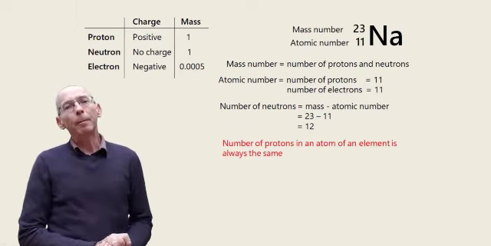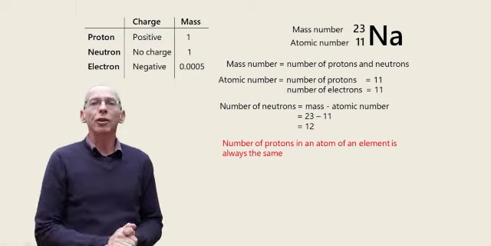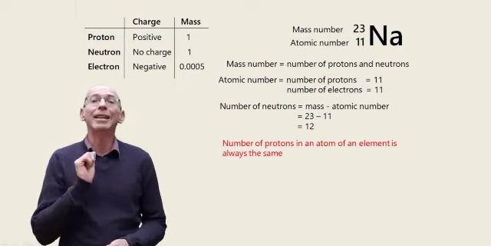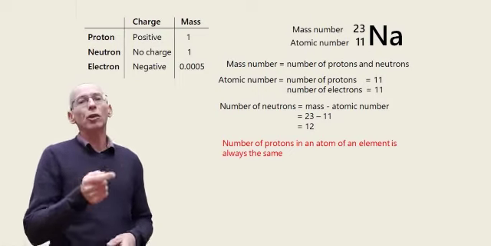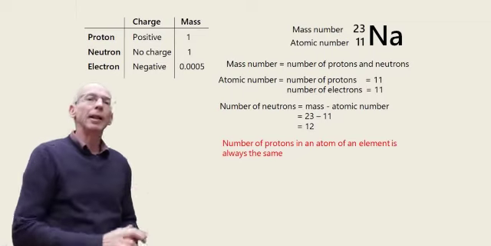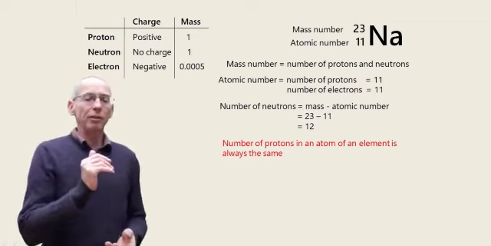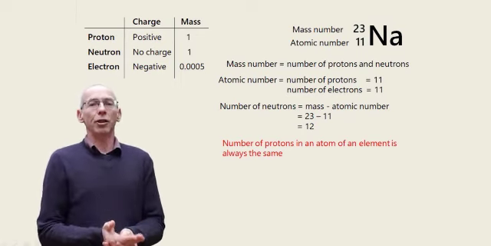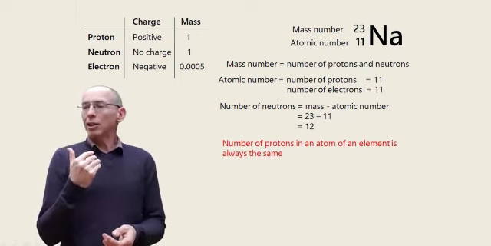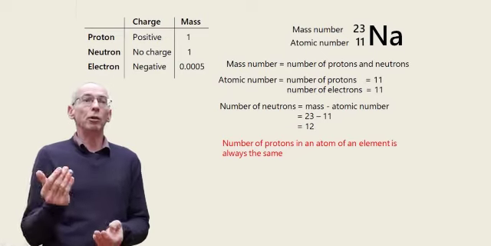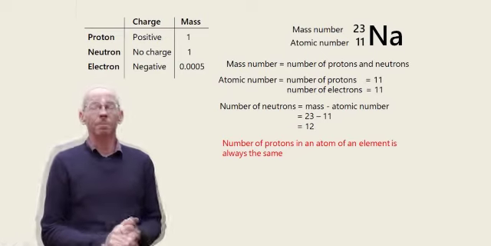It's important to note that the number of protons in an atom of an element is always the same. That's exactly what John Dalton was saying back in that history presentation earlier. If it had 11 protons, it's going to be sodium. If it has 12, it's not sodium anymore, it's actually magnesium.